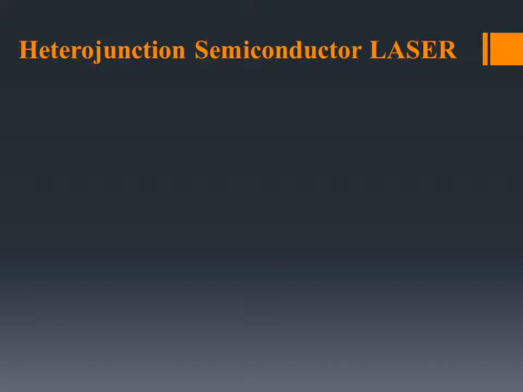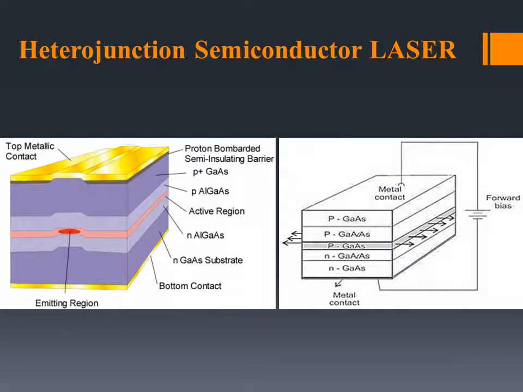Now for the construction of the heterojunction semiconductor laser. It consists of 5 layers as shown. A layer of gallium arsenide p-type, which is the third layer and has a narrow band gap, will act as the active region. This layer is sandwiched between 2 layers having a wider band gap, that is, the p-type gallium aluminum arsenide, which acts as the second layer, and the fourth layer, which is the n-type gallium aluminum arsenide.